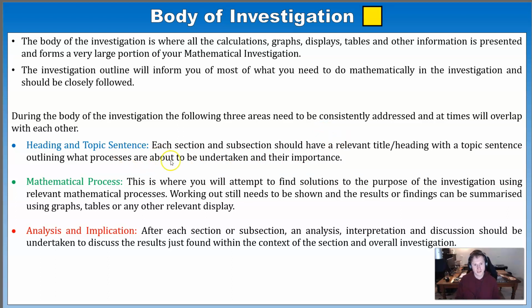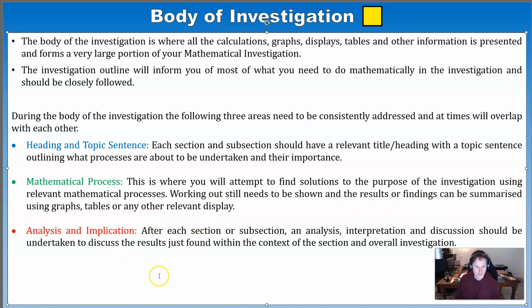So the heading and topic sentence. Each section and subsection should have a relevant title or a heading with a topic sentence outlining what processes are about to be undertaken and their importance. So each thing you do, you should have a heading, okay, and a topic sentence explaining what the reader is about to see happen, okay? Don't just throw your calcs in without giving it some context. Your process is important. Your working out needs to be shown, and the results and findings should be summarized using graphs, tables, or any other relevant display. Make it easy to follow your working.